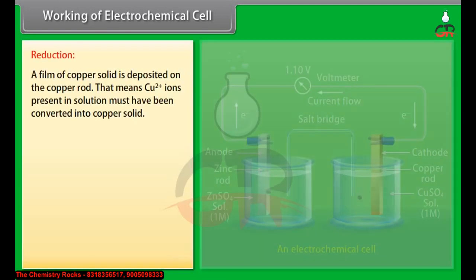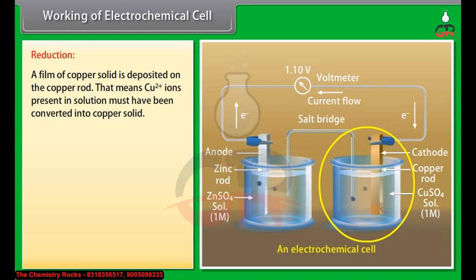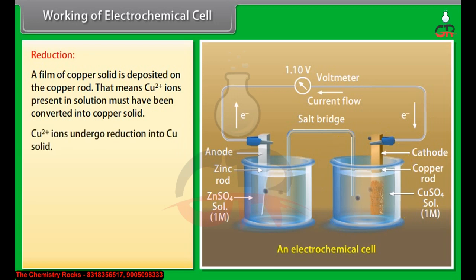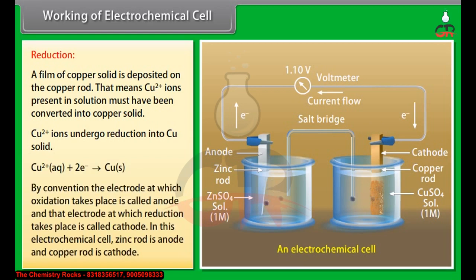Reduction. A film of copper solid is deposited on the copper rod. That means copper ions present in solution must have been converted into copper solid. Copper ions undergo reduction into copper solid. By convention, the electrode at which oxidation takes place is called the anode, and the electrode at which reduction takes place is called the cathode. In this electrochemical cell, the zinc rod is the anode and the copper rod is the cathode.